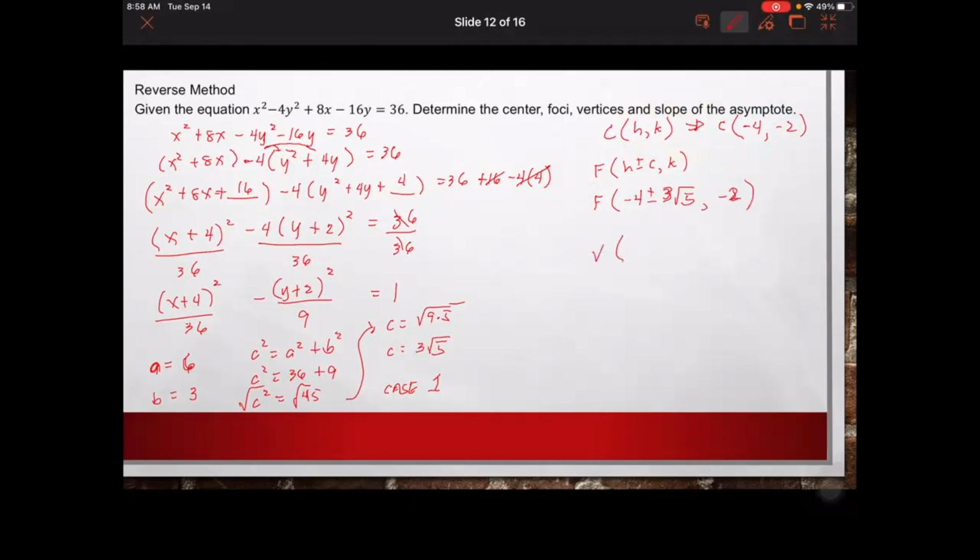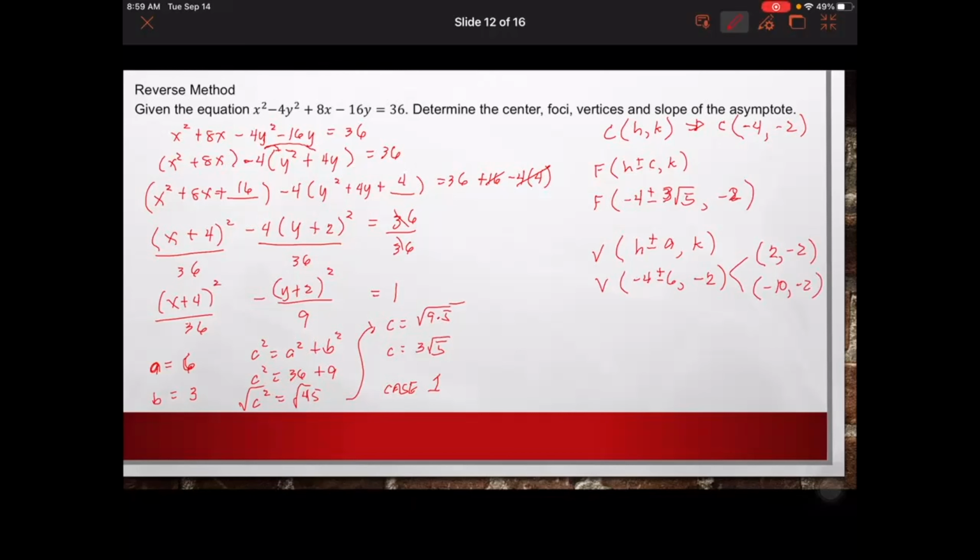For our V, or vertex, we have the H, positive, negative A, then K. So therefore, V is equal to negative 4, what is our A? 6. We have positive and negative 6, then negative 2. So, pag sinimplify natin to, magkakaroon tayo ng negative 4 plus 6. This will be 2 and negative 2. Yung isa, negative 10 and negative 2.